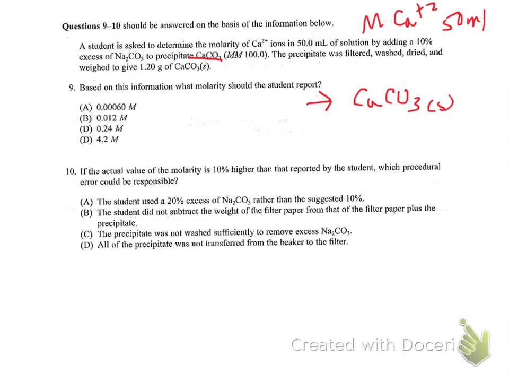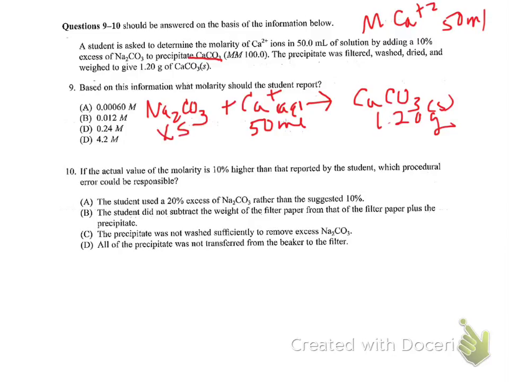I know that I am adding sodium carbonate. It doesn't say what form. It could be just solid, or it could be a solution. And I'm trying to figure out the concentration of some solution that has calcium ions in it. What I know is I have 50 milliliters of this, and I get 1.20 grams of this. And I know that this is being added in excess. And I am trying to find the molarity of this.